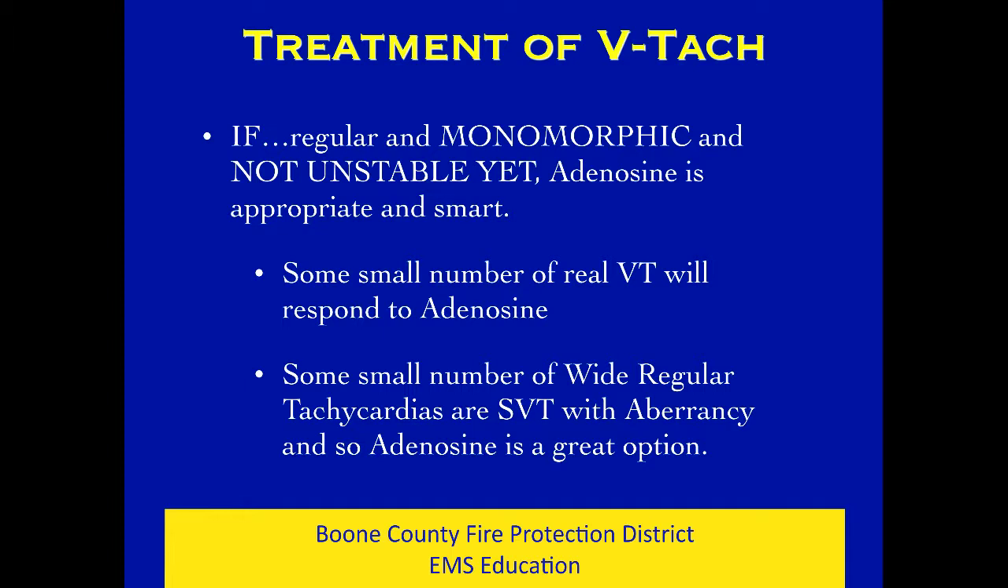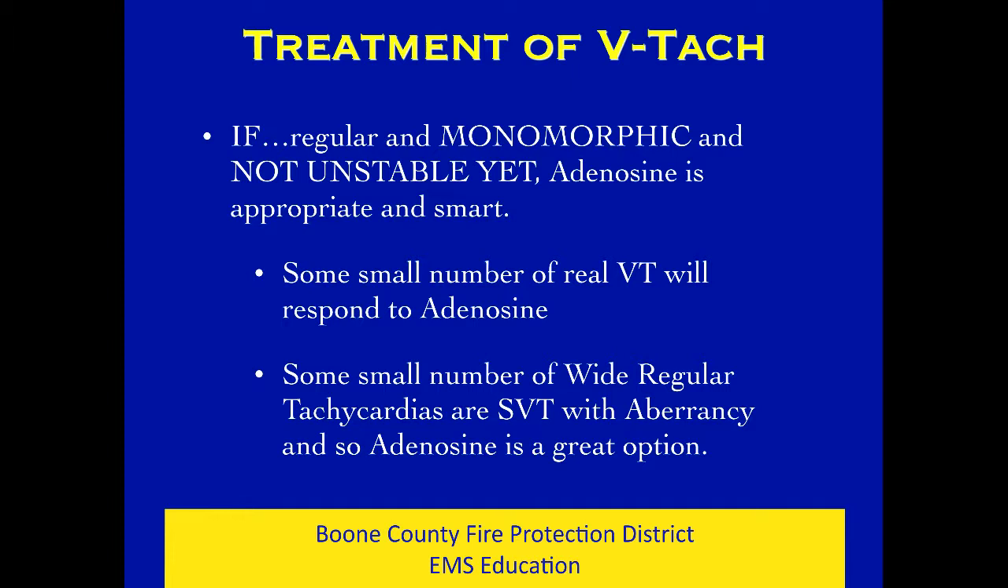Remember, regular versus irregular is one thing. Monomorphic versus polymorphic is a totally different thing. A rhythm can be polymorphic and regular. In the case where you have a V-tach, a wide regular tachycardia that is monomorphic and they're not unstable yet, adenosine's a totally appropriate and a pretty smart choice. It's fast to give, it starts, it works, it's gone. And the deal here is that a small number of actual, real, confirmed V-tachs will respond to adenosine. I don't know the percentage, but it's small. It's less than 10% for sure, 4, 5, 6%, something like that. So there's a chance it'll work even if it is V-tach.